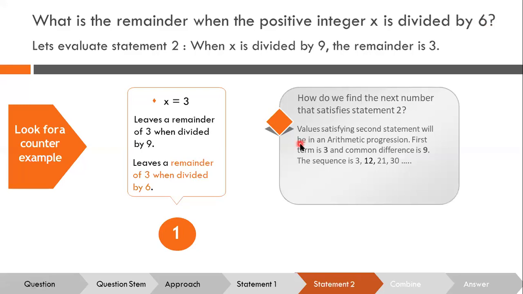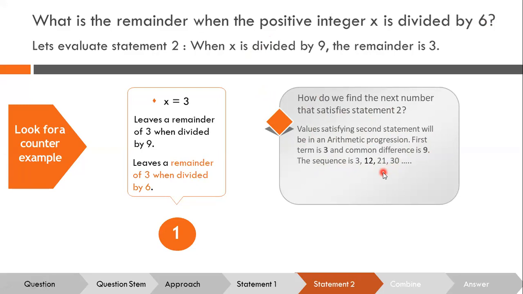And then how do we find the next number that satisfies statement 2? The values satisfying the second statement will be in an arithmetic progression. The first term is 3 and the common difference is 9. The sequence is 3, 12, 21, 30. So look at this. All these numbers, if we divide by 9, every time we get 3 as a remainder. Am I right? So this is a sequence.